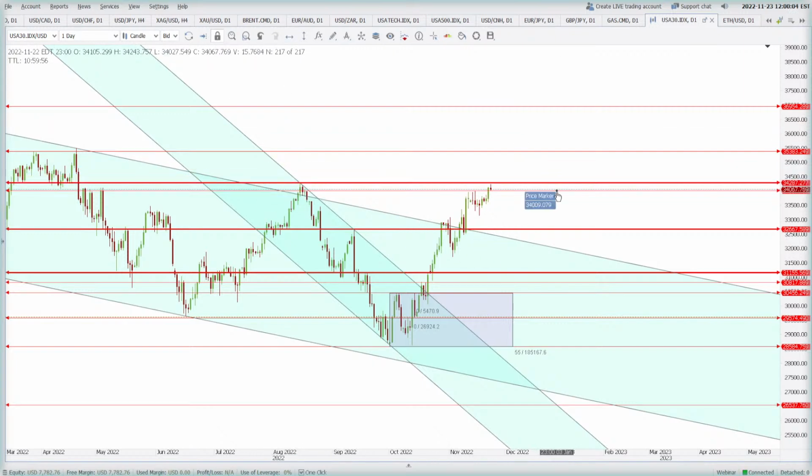If we close a day higher than 34,287, then I think 35,383 will be possible in this market. But right now it looks like it is getting resistance at those levels. Okay, so immediate resistance is 34,287 and the support is at around 32,667 in this market.